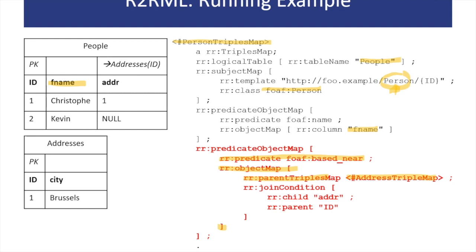Now the engine is smart enough to do a natural join if no join condition is provided, but in this case a natural join wouldn't work. So we provide join conditions, and we tell the R2RML engine you have to combine the two logical tables as follows. You have to match the ADDR field from our triples map with the ID field of the parent triples map. And it will then generate an SQL join in order to create RDF statements for this particular predicate object map.